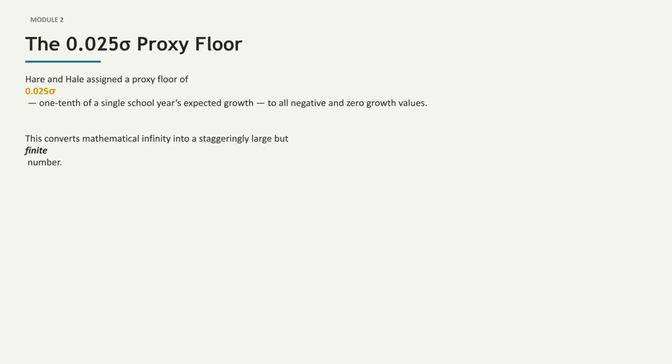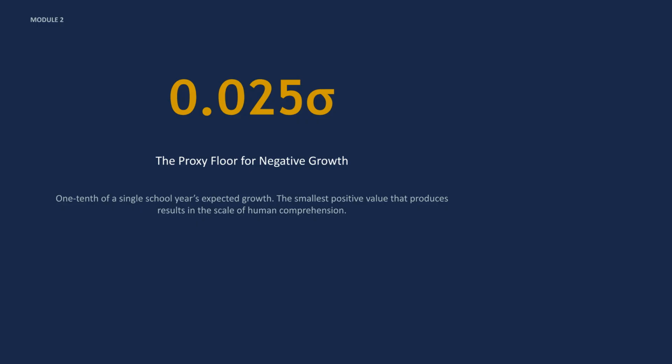To address this, Hare and Hale assigned a proxy floor of 0.025 standard deviations to all negative and zero growth values. This floor is 1/10 of a single school year's expected growth. This 0.025 standard deviation proxy floor for negative growth is the smallest positive value that allows the formula to produce results within the scale of human comprehension.